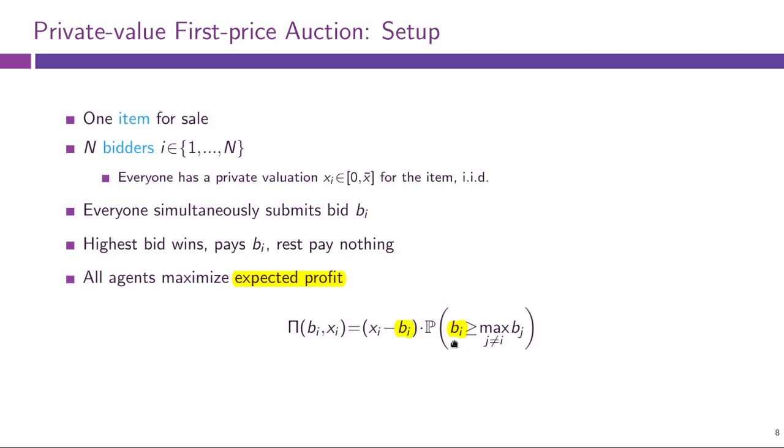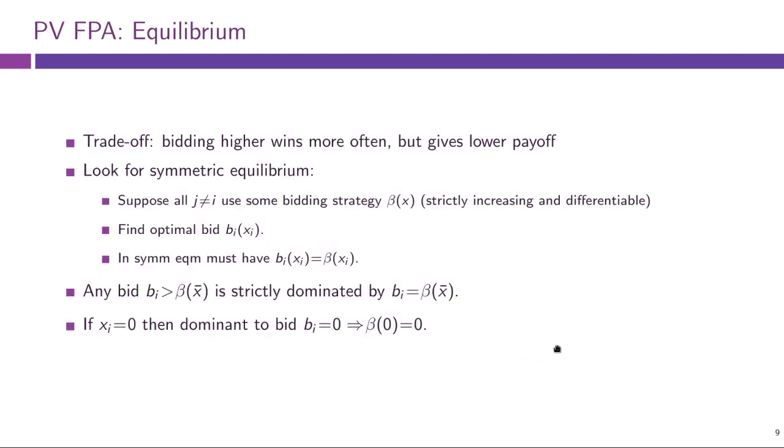So submitting a higher bid will mean that I, on the one hand, get less if I win, because I'll have to pay more, because I bid more. But on the other hand, it means that I will win the auction with higher probability. And so the optimal bid b_i will balance these two directions optimally. So the first line is what I just said.